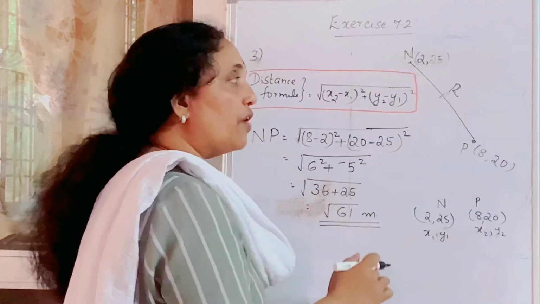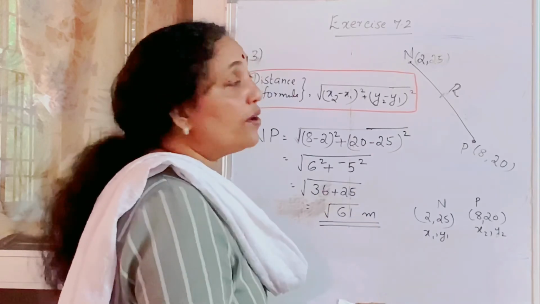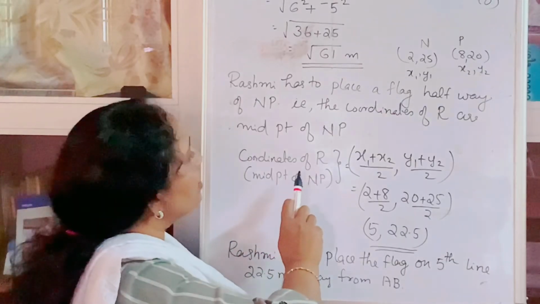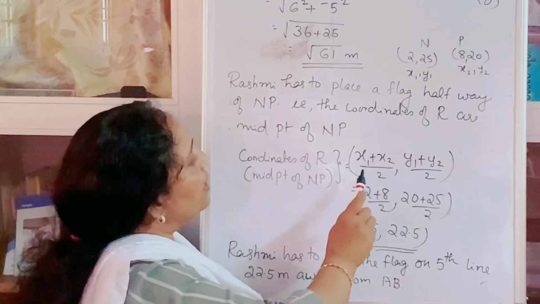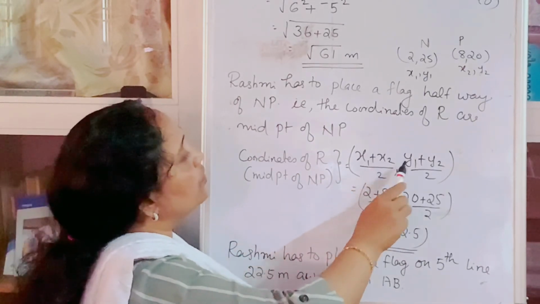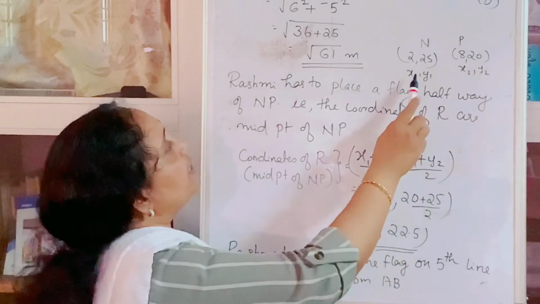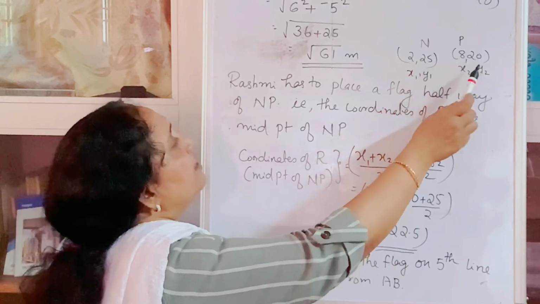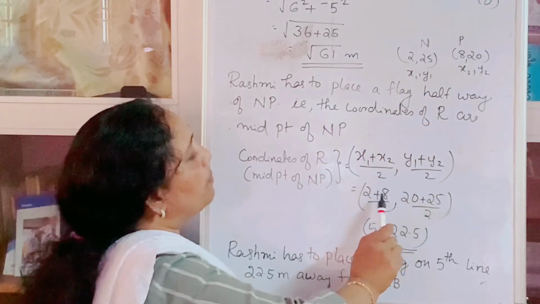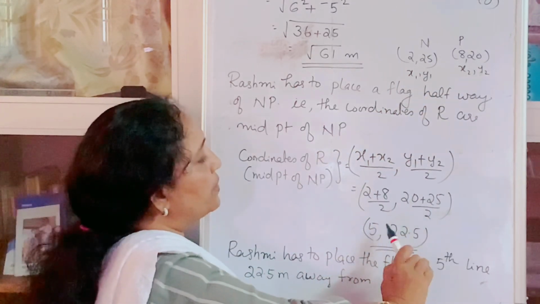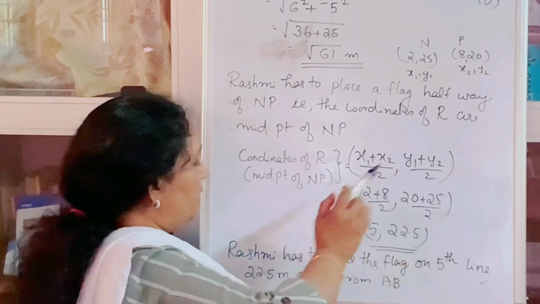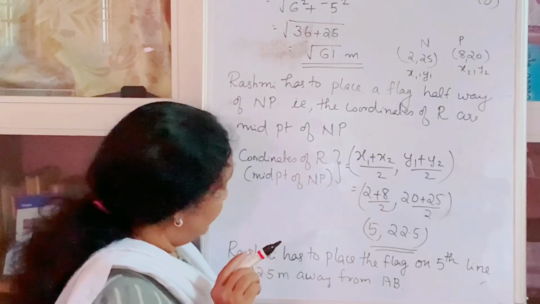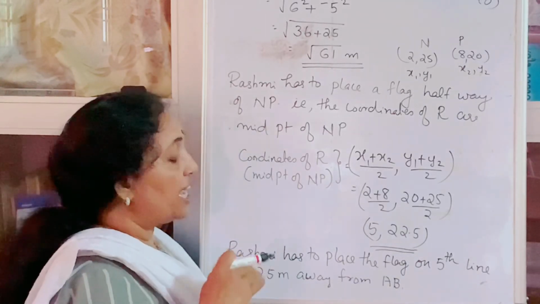The coordinates of R are the midpoint of NP. That means x1 plus x2 by 2, y1 plus y2 by 2. x1 is 2, x2 is 8, y1 is 25, y2 is 20. That means 2 plus 8 by 2, 20 plus 25 by 2. That means 5 and 22.5. That means Rashmi has to place the flag on the fifth line, 22.5 meters away from AB.